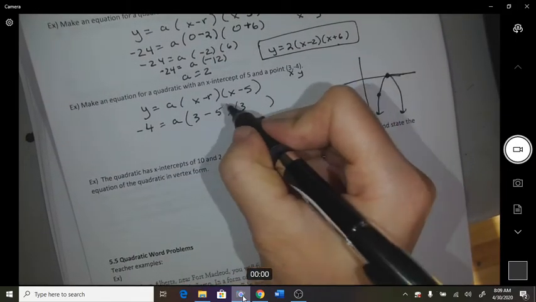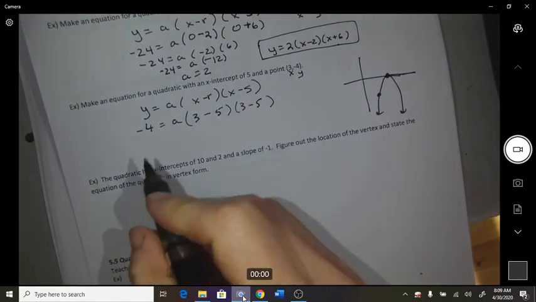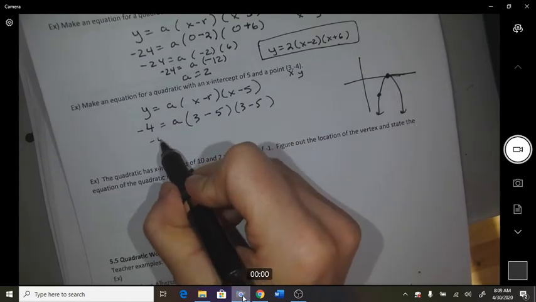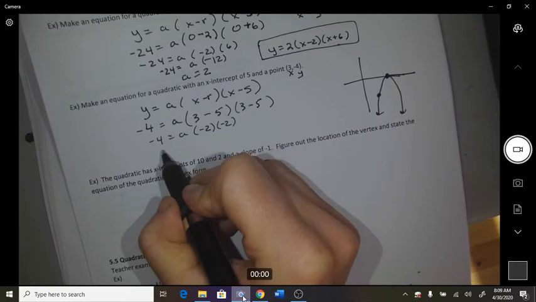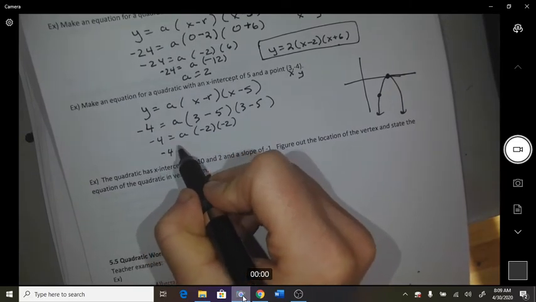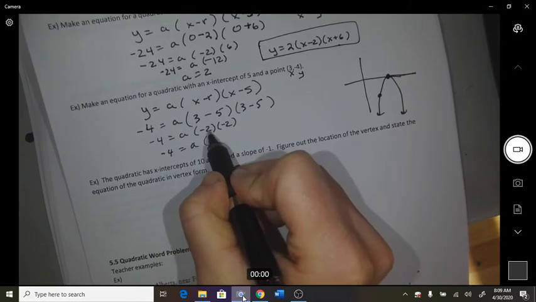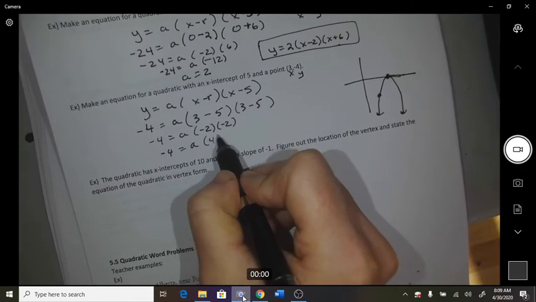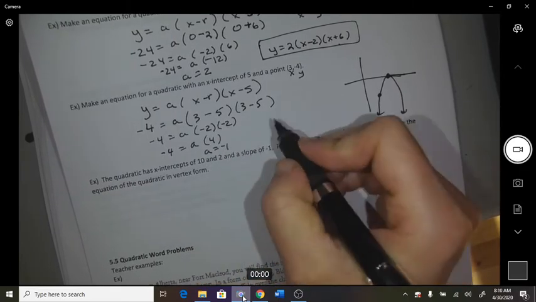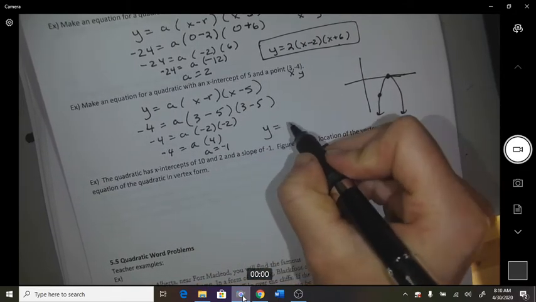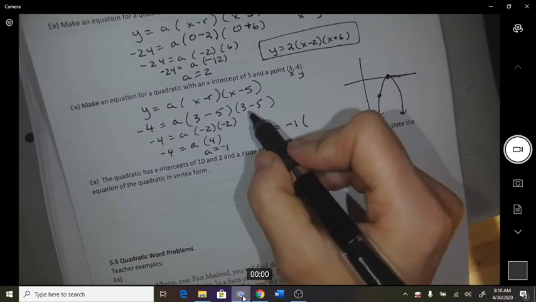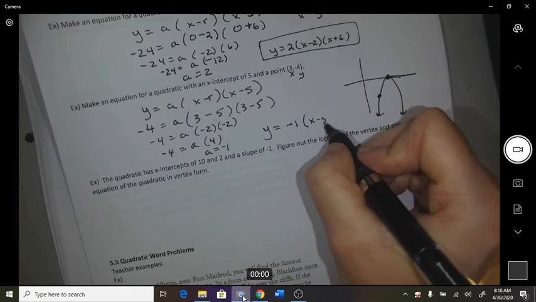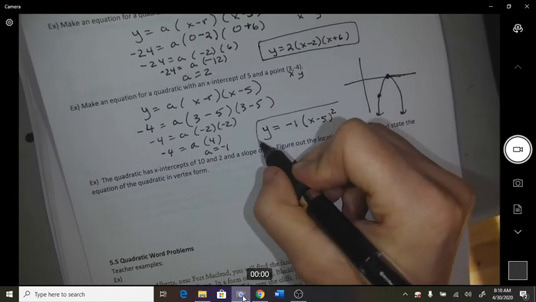So minus 5, minus 5. So negative 4 equals a times negative 2 times negative 2. Negative 2 times negative 2 is 4, therefore a equals negative 1. So y equals negative 1. And instead of writing x minus 5, I'm going to write x minus 5 squared.